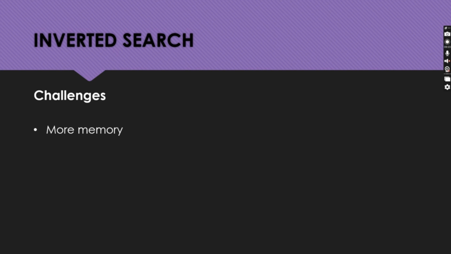The main challenge of inverted index search is that more memory is required. It's because if there are many words in each file, and a new unique word is present, it needs to create a new index. So for each unique word, we want to create an index. So a lot of memory is required for this.